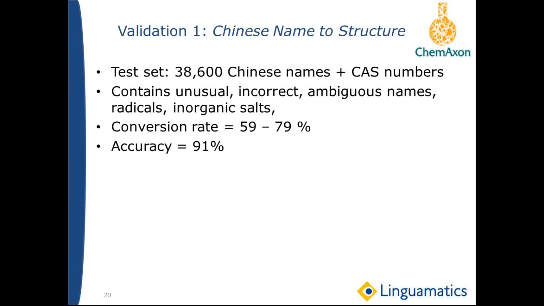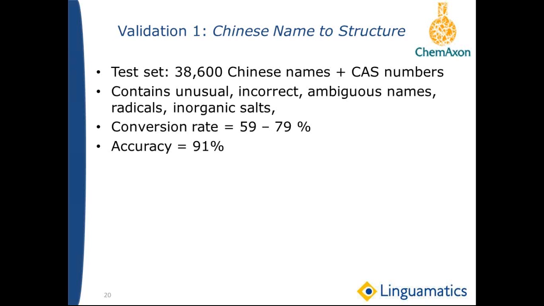So we did make a lot of improvement to our naming technology to accommodate all these challenges. The trick here is not to make the translation perfect, but to make our naming more tolerant to different mistakes. We'll be able to overlook these mistakes or challenges and still generate the correct structure. So we did do validations on our new Chinese name to structure.